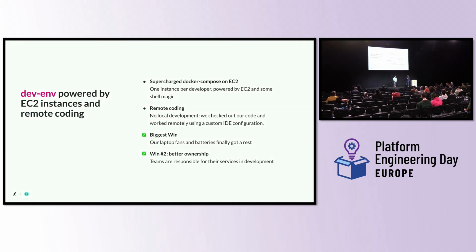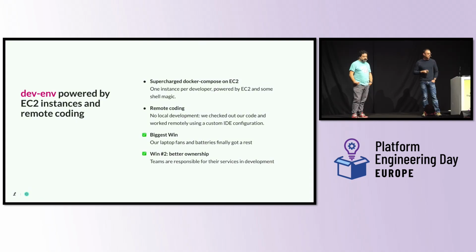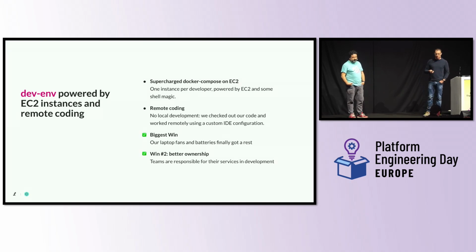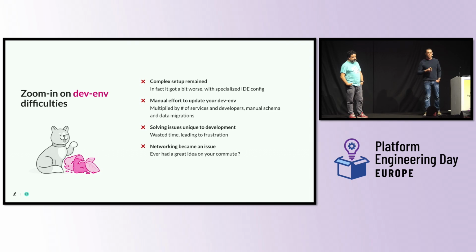And also we got a smaller win. We learned to delegate ownership of services to teams, and they had to make sure everything was working properly on development. But we had bigger problems. So firstly, we kept this complex setup, except it's in the cloud. Actually, it got a little bit worse because we had this specialized IDE configuration in order to code remotely.